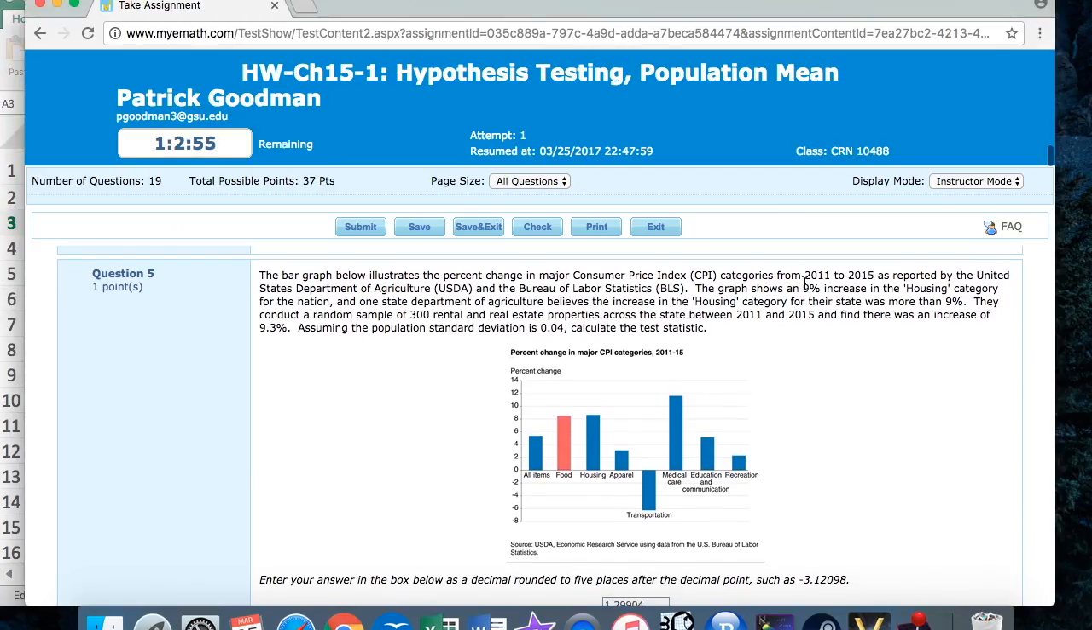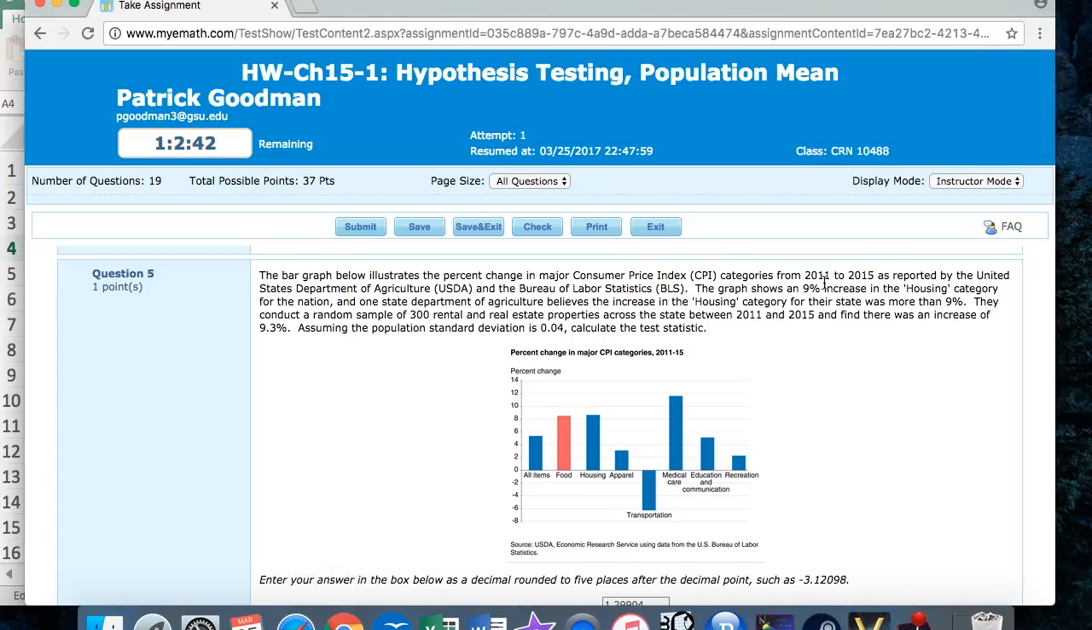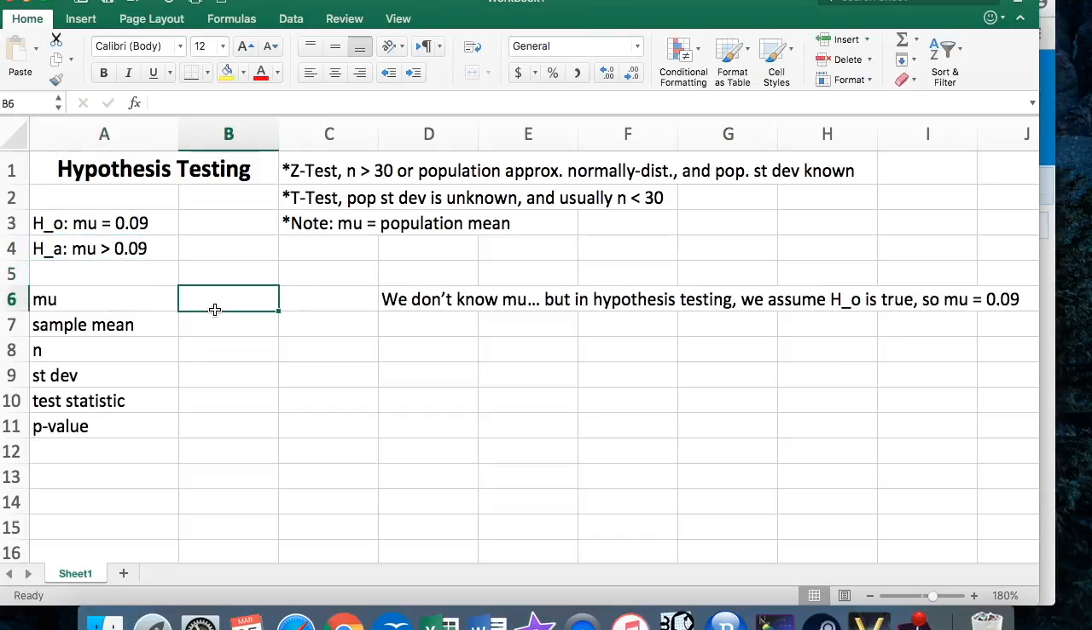So let's see. 9% is kind of our magic number. So mu is equal to 0.09. Okay, that's our null hypothesis. Now the alternate hypothesis, we have to think about what are we trying to test? Well, here they say one state Department of Agriculture believes the increase in housing category for their state was more than 9%, so greater than 9%. So 0.09. Okay, now remember how hypothesis testing works.